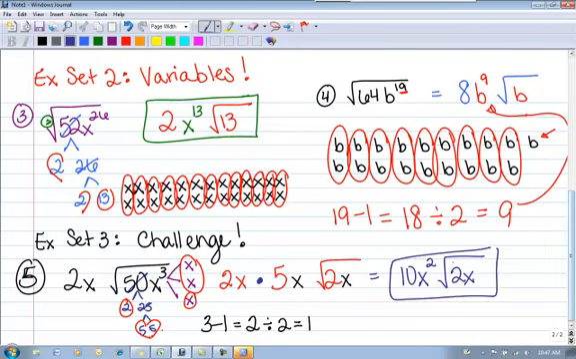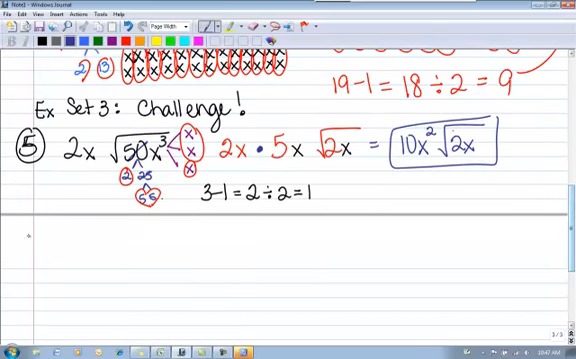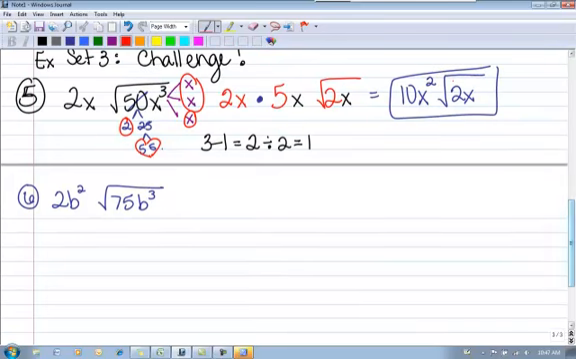Alright, one more, and then I'm going to give you three problems to try on your own, and we'll be done with homework for today. So last example, let's try 2b squared radical 75b cubed. So let's break down 75. It breaks down into 3 and 25. 25 breaks down into 5 and 5.